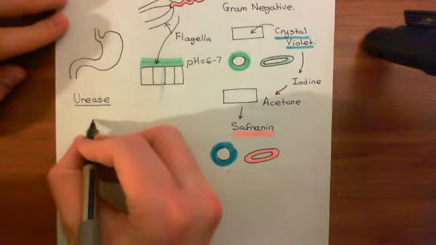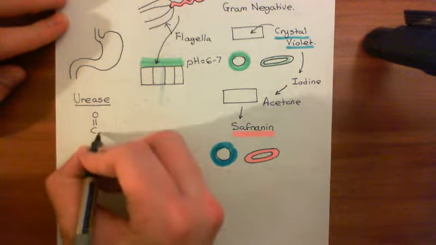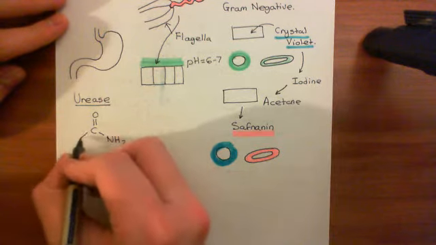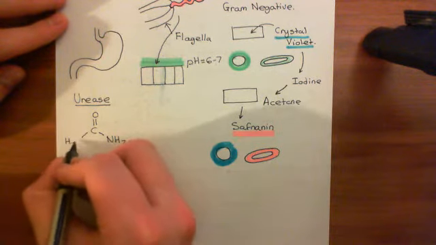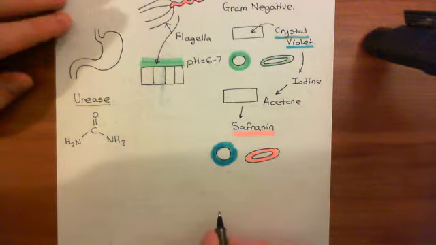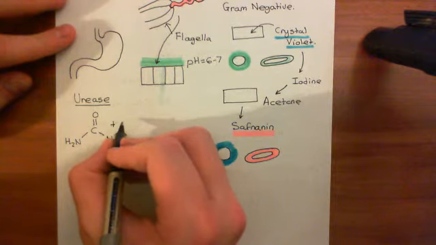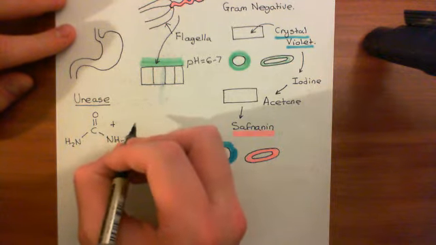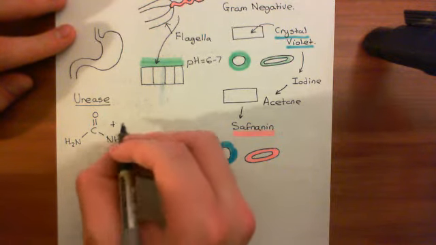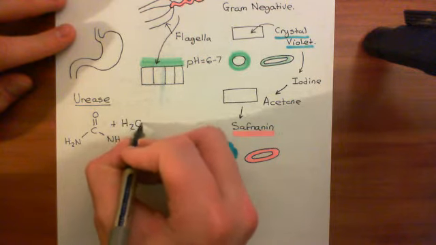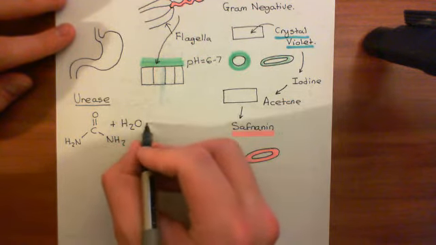Okay, so let me just show you this reaction. The structure of urea is basically like so. You have a carbonyl group in the center with 2 amino groups coming off this carbonyl group. Basically, what you're going to do is use 1 water molecule to break this structure apart.